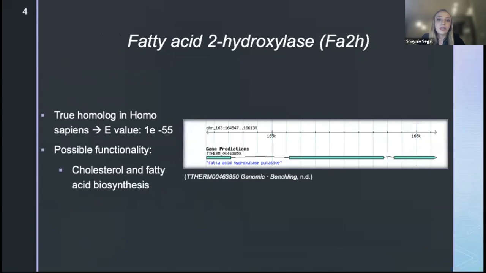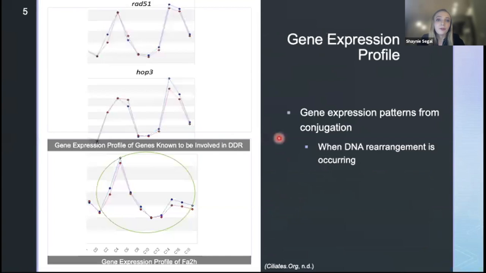The gene that I was looking at this semester was FA2H. This gene has 3 exons shown here in blue and 2 introns shown here in black. FA2H has a human homolog as well as a possible functionality in cholesterol and fatty acid biosynthesis. So clearly, this gene does not have functions that would indicate it's involved in DDR, and overall appears rather ordinary for a gene. So why was FA2H selected out of the supposed 27,000 predicted protein coding genes in the Tetrahymena genome? Well, it was chosen based on its gene expression profile.